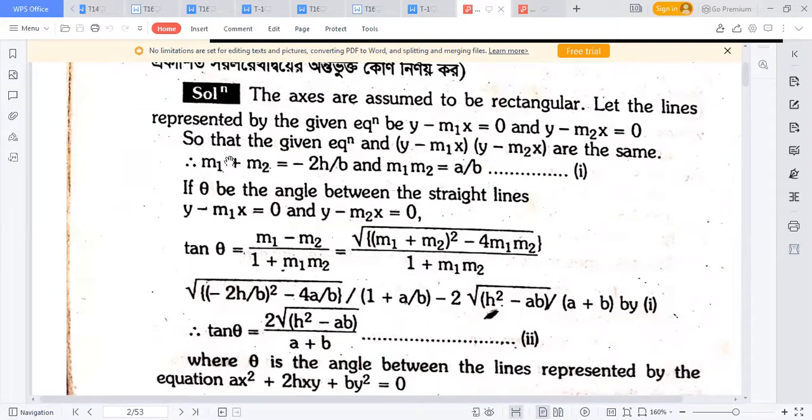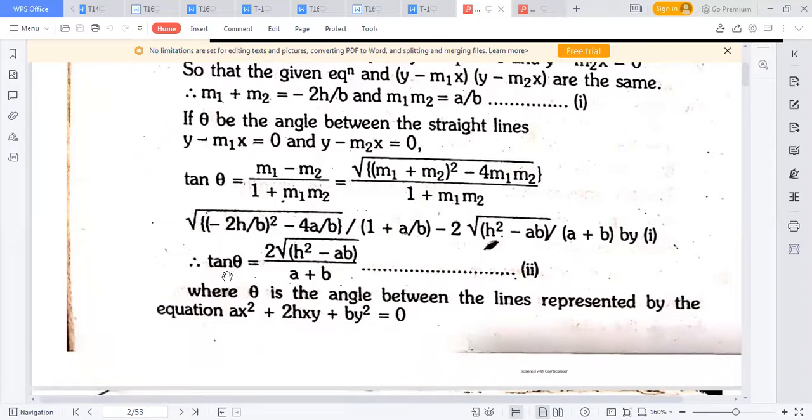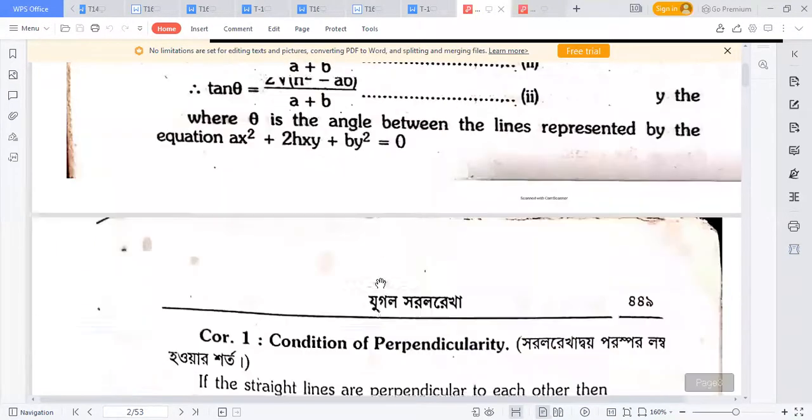By using this corollary, 1 plus m1 into m2. Just putting these values: m1 plus m2 is minus 2h by b, and m1 into m2 is a by b. Putting these, we get tan theta equals to 2 into square root of h square minus ab divided by a plus b. Remember it. Angle will be given by this formula, where theta is the angle between the lines represented by the homogeneous quadratic equation ax square plus 2hxy plus by square.